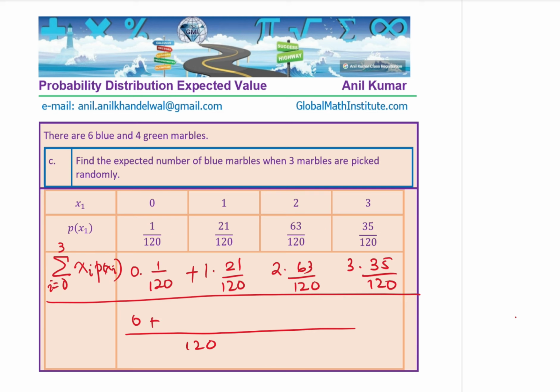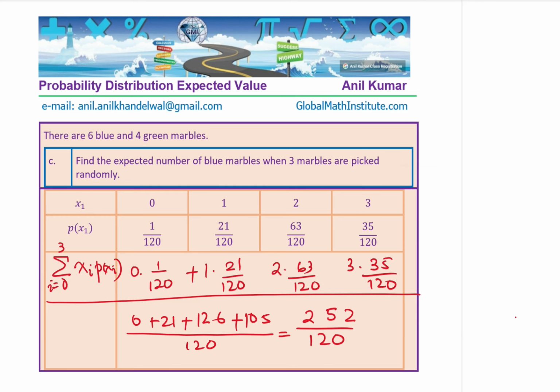This is 0 plus 21 plus 2 times 63, which is 126, plus 3 times 35, which is 105, over 120. So you can add this. When you add, you get 6 and 6, 12, carry the 1, then 1, 3, 4, 5, and then 1 and 1, 2. So 252 over 120. Do you get this? So that becomes slightly more than 2, right? Slightly more than 2. So you can divide and get your result.